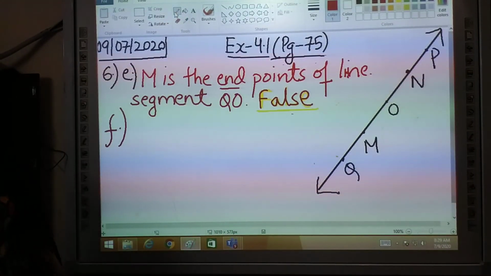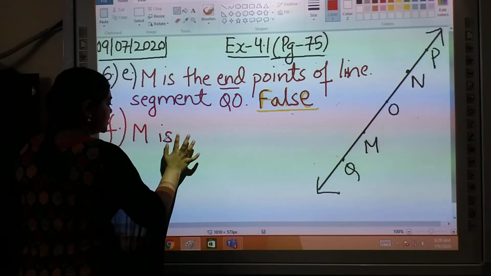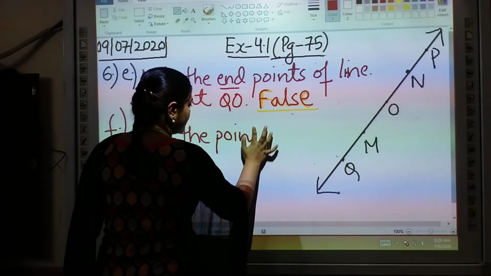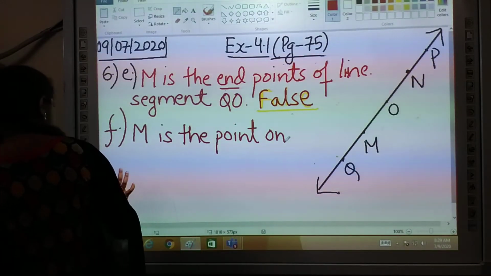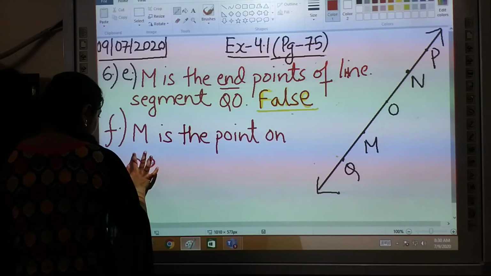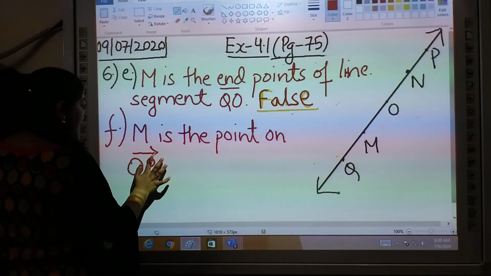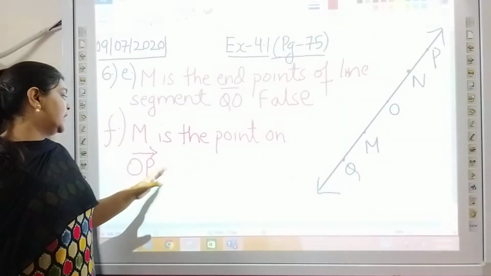Now children, part E we have already done. Part F is: M is the point on ray OP. Yes, it is a ray. We have to tell whether M is the point on ray OP.